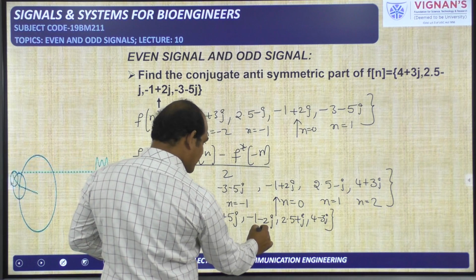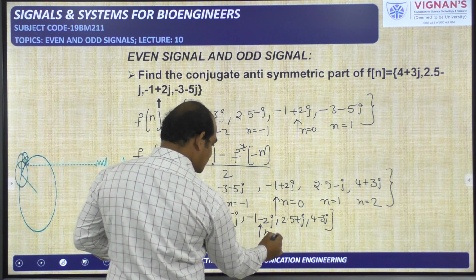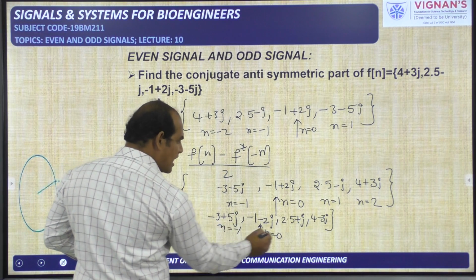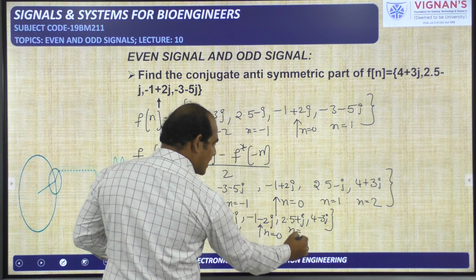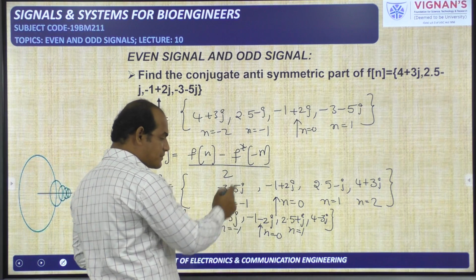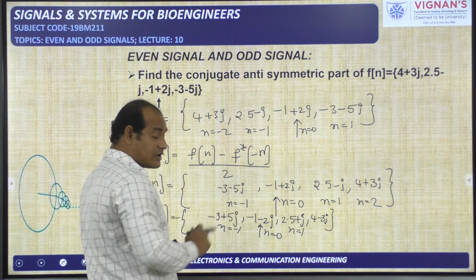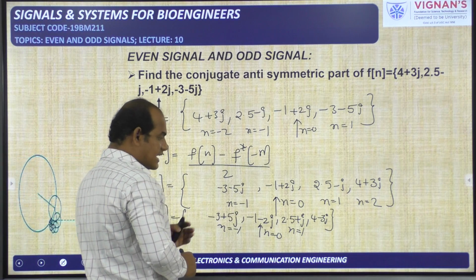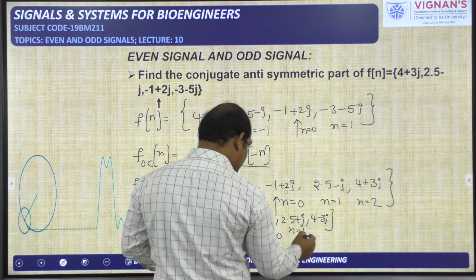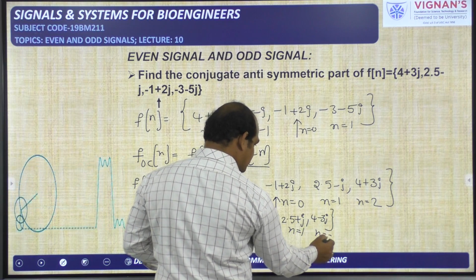And this minus 1 minus 2j will be at n is equal to 0. And this is at n is equal to minus 1. All the times you no need to write these n values, just representing this arrow is enough, because that arrow is representing n is equal to 0, and on the right side the n value is increasing as integers, and on the left side the n value is decreasing as minus 1, minus 2, like that.